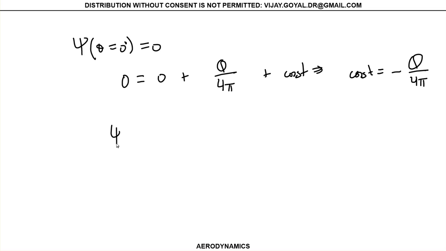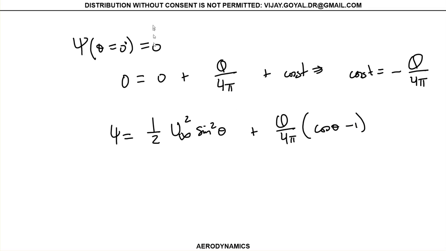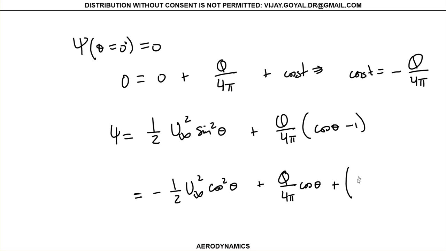So in other words, your total psi, your stream function, will be u infinite r squared sine squared plus q over 4 pi cosine of theta minus 1. And if you wanted to express the whole expression only in terms of cosine, you can do that by using trigonometric functions. So now this becomes cosine squared plus q over 4 pi cosine theta. Then this becomes plus 1/2 u infinite squared minus q over 4 pi.